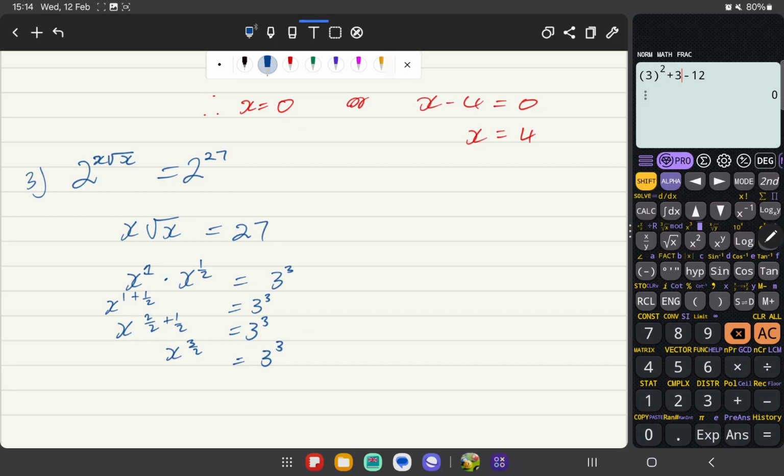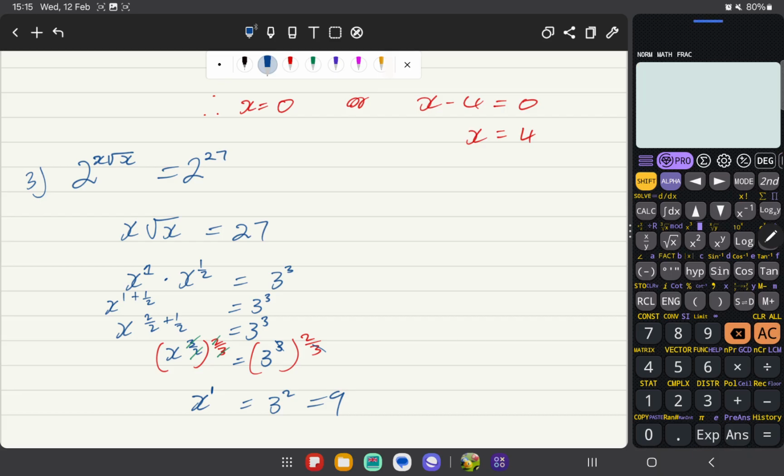Now I want to eliminate that exponent so that I'm left with x. The easiest way, I'm thinking, would be raising to the power of 2 over 3. What you do on the left, you also do on the right. So the idea is that this 2 will cancel out this 2, and this 3 will cancel out this 3. Eventually we just have x to the power of 1, and on the other side, this 3 cancels out this 3, and we have 3 squared, which is 9. So x has to be 9.